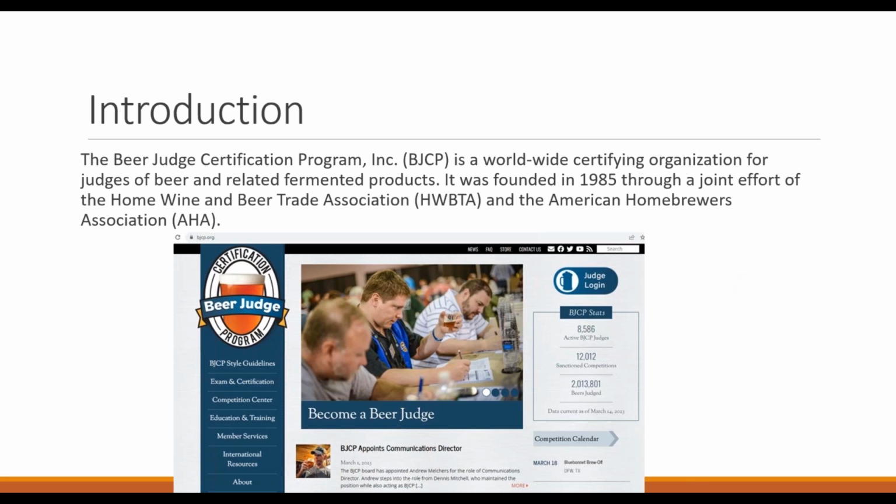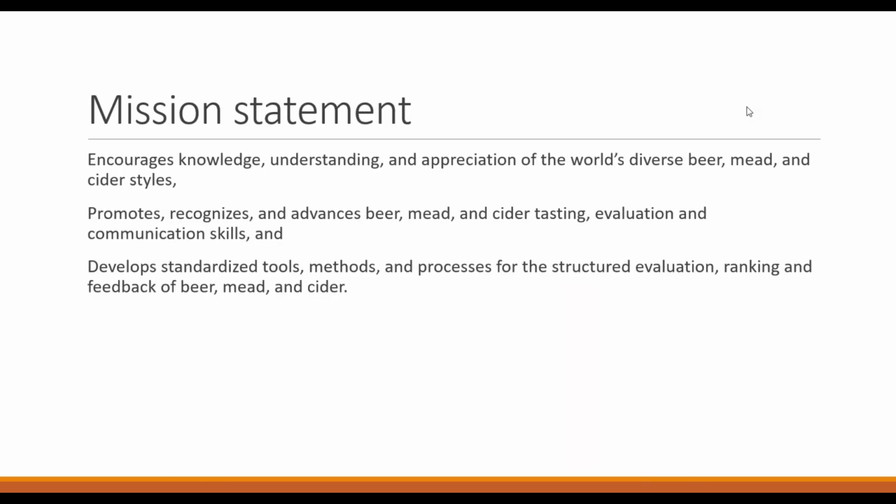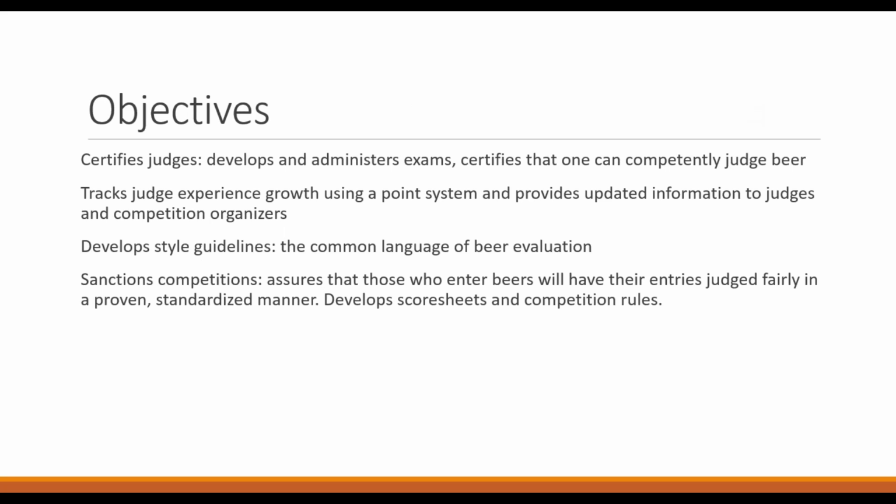The main roles of the BJCP are in the next slide. Mission statement: to encourage knowledge, understanding, and appreciation of the world's diverse beer, mead, and cider styles; promote, recognize, and advance beer, mead, and cider tasting, evaluation, and communication; and develop standardized tools, methods, and processes for the structured evaluation and feedback of beer, mead, and cider. That's a bit vague, but I think these 4 objectives probably say more clearly exactly what they do.